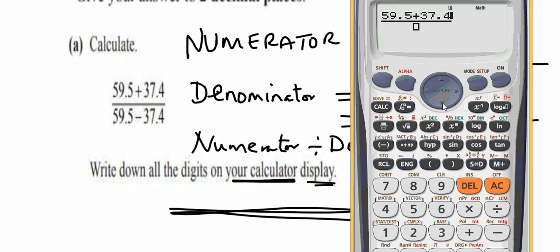Then click a drop down menu here. Click this arrow. See this arrow? This is up, this is down. Click that and then type 59.5 minus 37.4. Okay? 59.5 plus 37.4, 59.5 minus 37.4. So when you type everything like this, all this will be kept in place. So when you hit equals, you are getting the answer as a fraction.